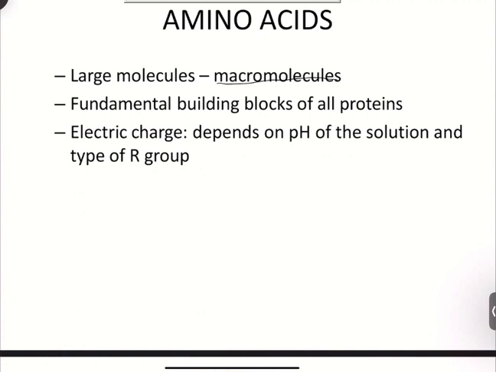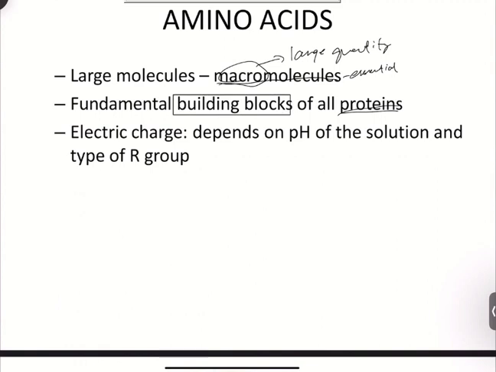As for your macromolecule, this is essential, or needed, by your body. Essential. And as macromolecule, this is needed in large quantity. Okay? Next is fundamental building blocks of all proteins. Like I said earlier, your amino acids are the building blocks of your protein.